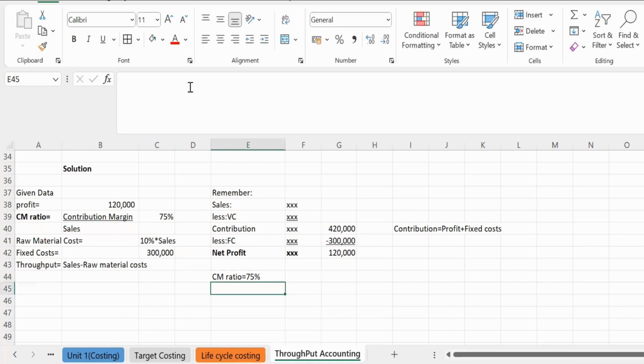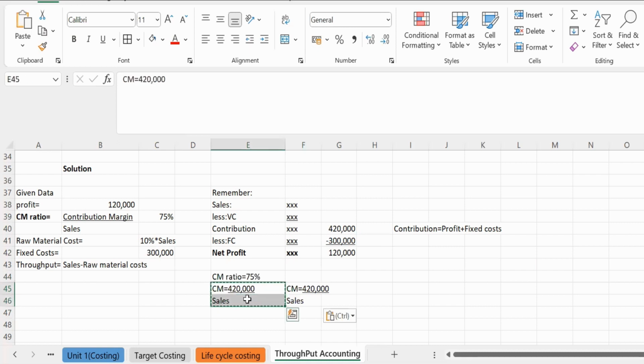What I do, I come and say the CM ratio will be equal to contribution. My contribution is 420. Then I divide it by the sales, which is X. Let's say I divide it by sales because I don't know sales. I need to divide it by sales. Okay, let me put it here to be very clear.